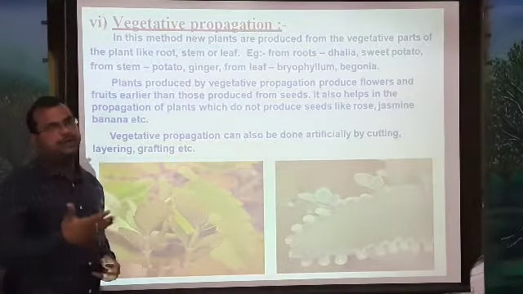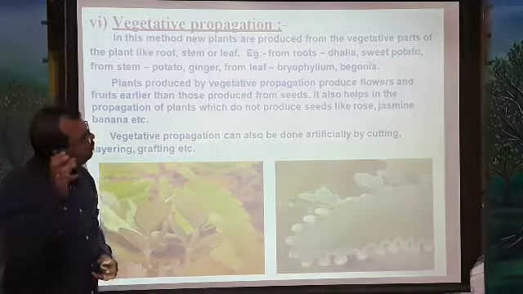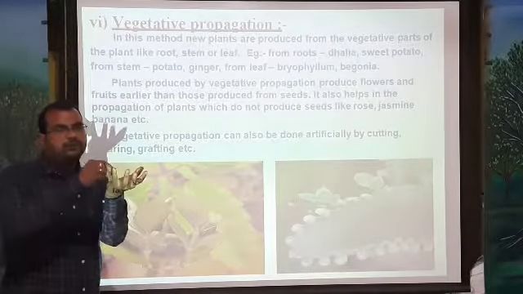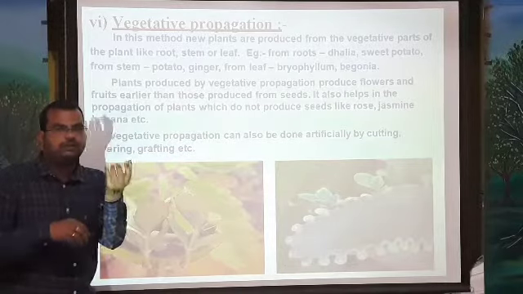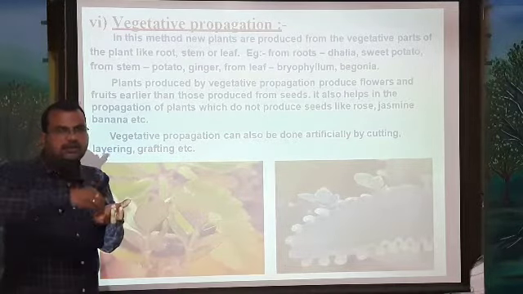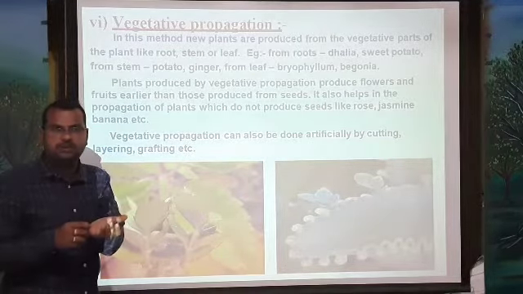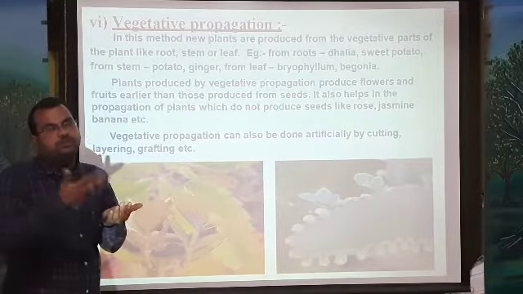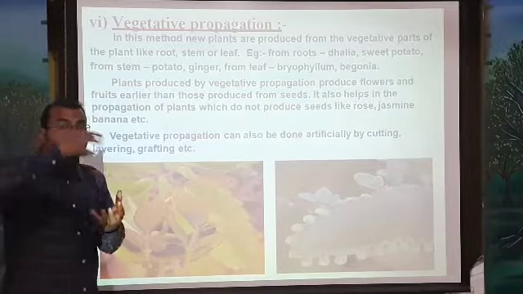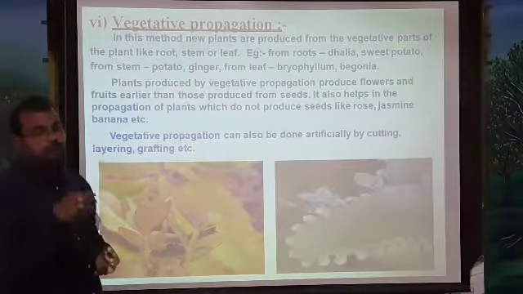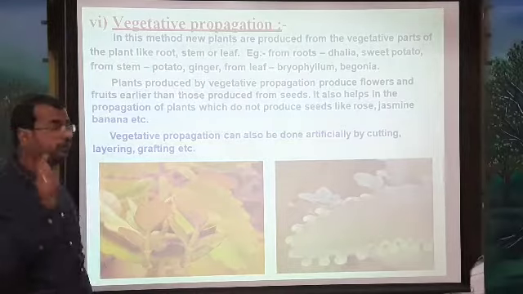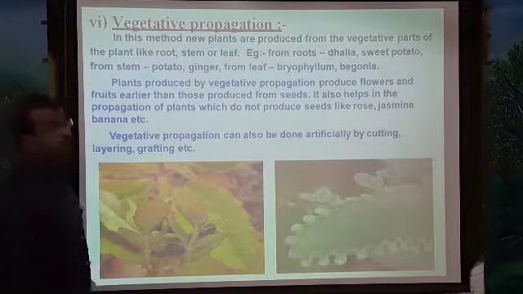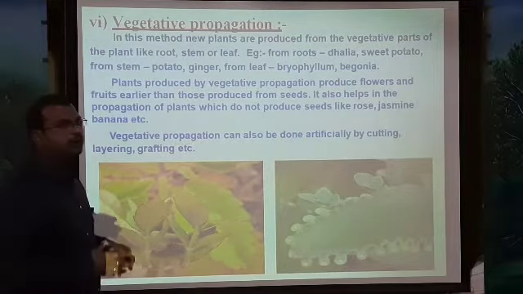If you take a potato and keep it for 2 or 3 days at home, you will see a small outgrowth take place on the potato. That is going to produce one more individual. Here the vegetative part of the plant body, the potato plant, is going to produce one more individual. The roots of sweet potato are going to produce one more individual.